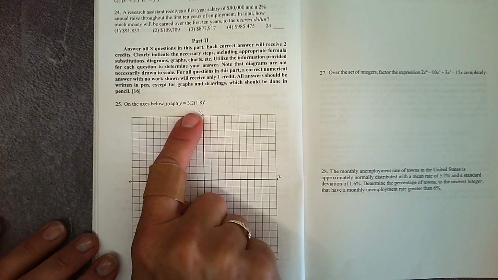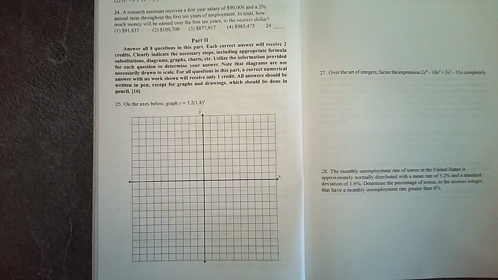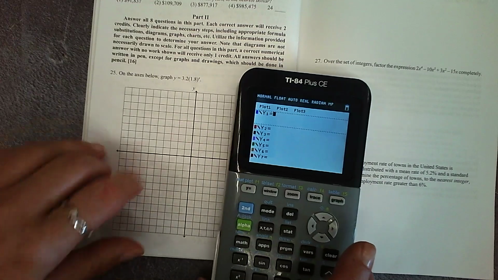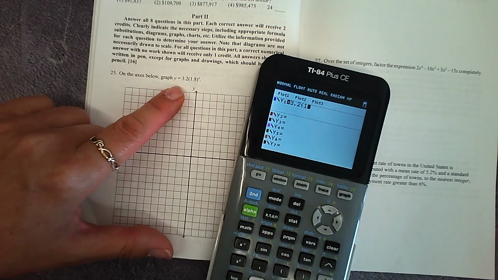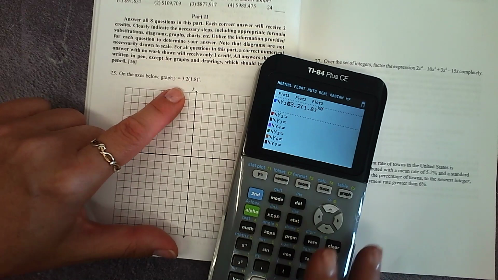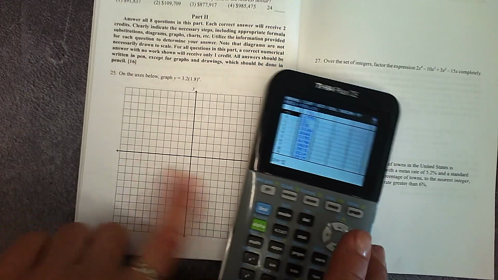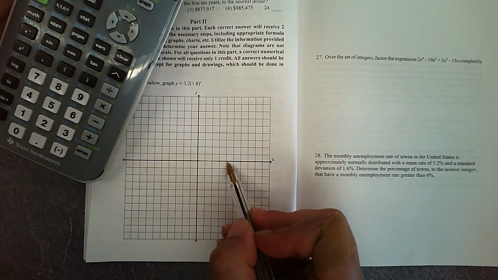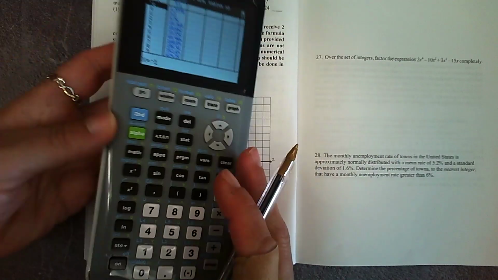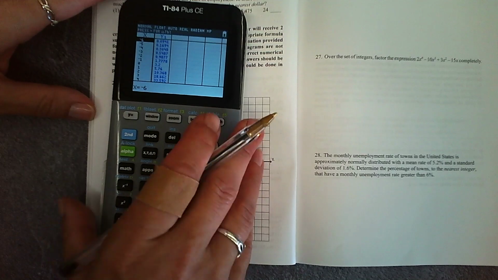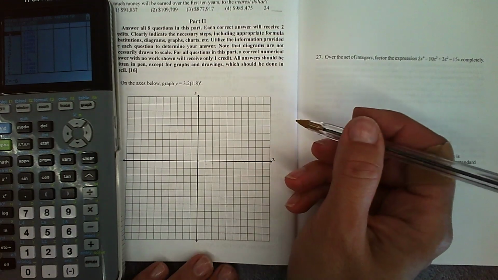Real quick, they just want us to graph this. I would get a table in your graphing calculator and plot the points. All right. I'm going to go to my y equals. Okay. I'm going to do 3.2, 1.8 raised to the x. Okay. And then go to the table. And look, my table here goes from -10 to 10. I'm going to double check that. 1, 2, 3, 4, 5, 6, 7, 8, 9, 10. Yeah. So I'm going to get as many points off here that I could plot as possible. And then do that. Okay.